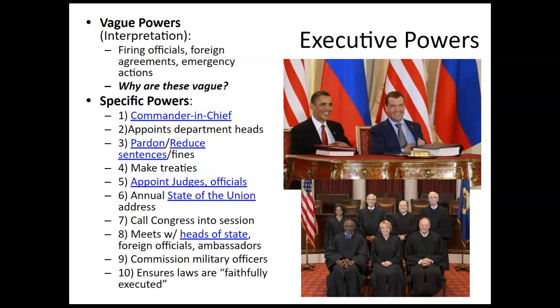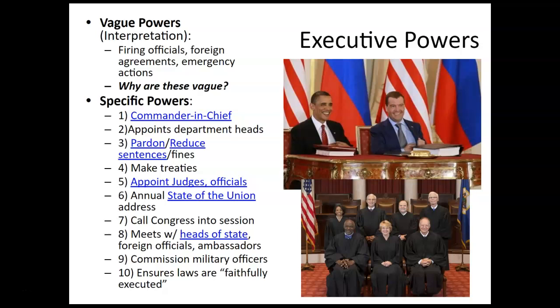All right. In terms of specific powers, the president is the commander-in-chief. They're the head of the United States military. Okay. They can't declare war, as we talked about previously, but they are the head of the military. They also appoint department heads. So this actually kind of goes with the firing of officials too. So we'll just use President Trump because he's our most recent current president.